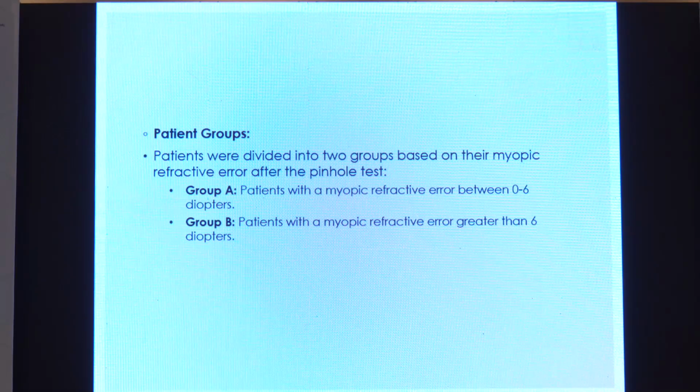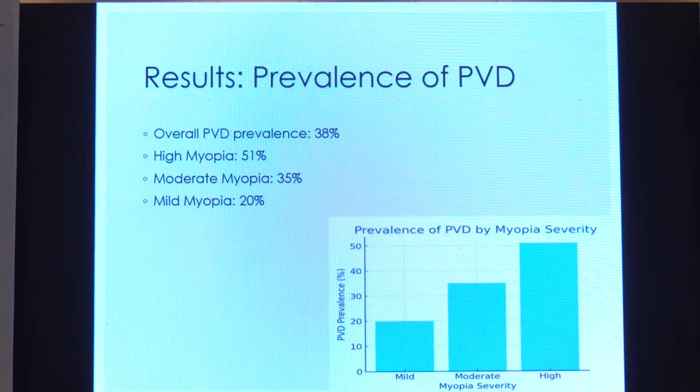Patients were divided into two groups based on their myopic refractive error after the pinhole test. Group A, patients with a myopic refractive error between 0 to 6 diopters, and group B, patients with a myopic refractive error greater than 6 diopters. Results. Prevalence of PVD. Overall PVD prevalence was 38%. In high myopia, it was around 51%. In moderate myopia, it was around 35%. In mild myopia, it was around 20%.